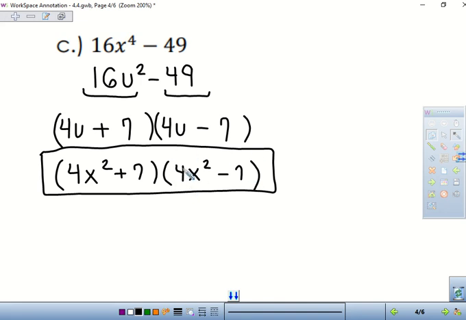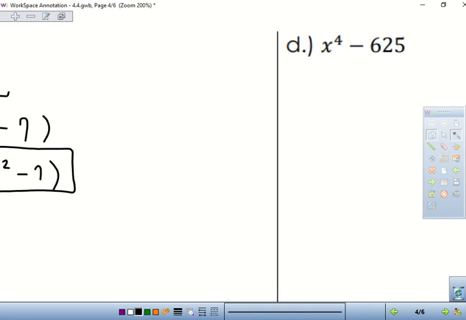Now, 4x squared is a perfect square, but what's the problem with this term right here? It's not. So for that reason, it doesn't factor any further. If they were both perfect squares, you would factor it again. And we're going to see an example of that in the next one. All right, so let's go ahead and look at D.